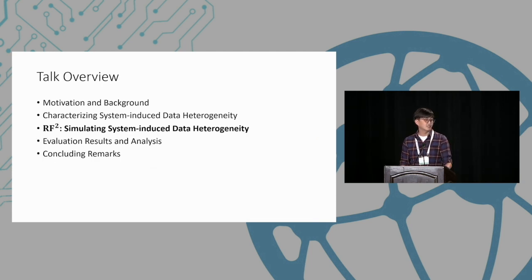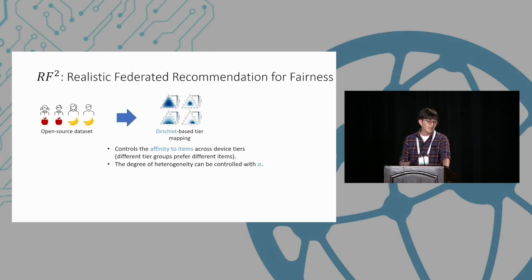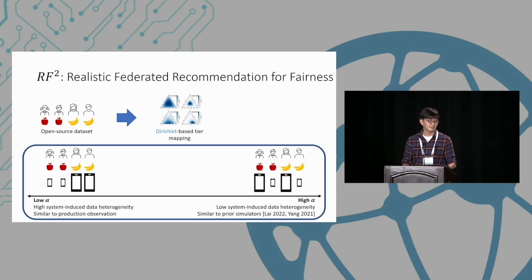So how can you study these kinds of effects when you don't have access to real-world data like us? That is why we designed RF², which is a simulator that can simulate realistic system-induced data heterogeneity using open-source datasets. RF² first takes a popular open-source recommendation dataset, such as Taobao Ads Click Display dataset or MovieLens dataset, and it synthesizes different levels of system-induced data heterogeneity on top of the open-source datasets. It particularly uses Dirichlet distribution to control each device tier's affinity to different items. What I mean by that is that it can make some device tiers like apples more, while some other device tiers like bananas more, just like in our earlier example.